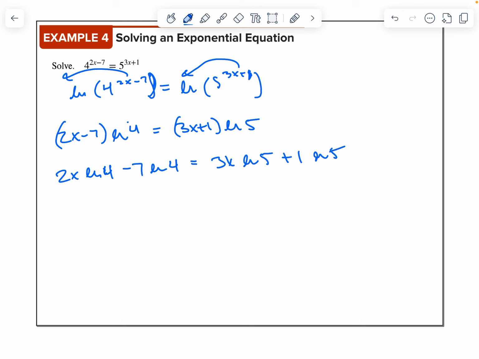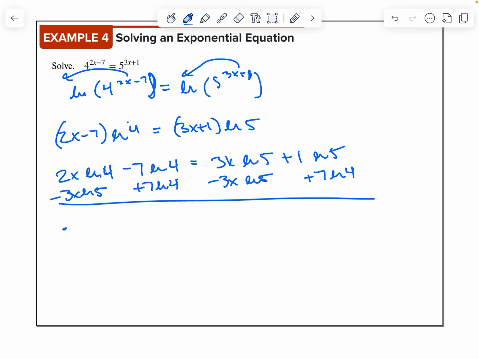And now we're going to use this handy trick that we keep coming back to, and that's factoring. If we can get all the x's on one side, so subtract the 3x ln 5, and all the numbers on the other side, so add the 7 ln 4. Nothing here is a like term, so there's no way I can actually combine these things, but I can write it as 2x ln 4 minus 3x ln 5 equals ln 5, that's that 1 ln 5, plus 7 ln 4.